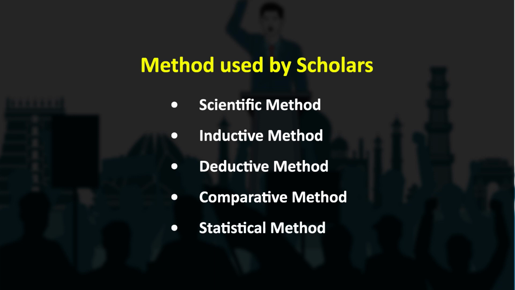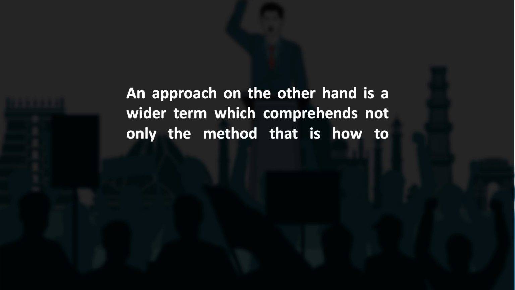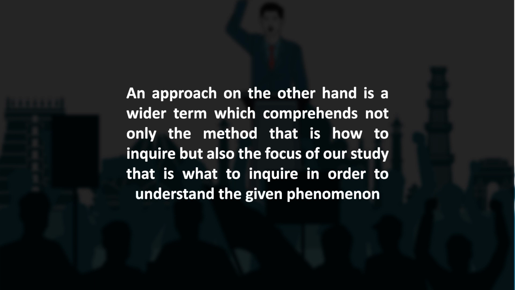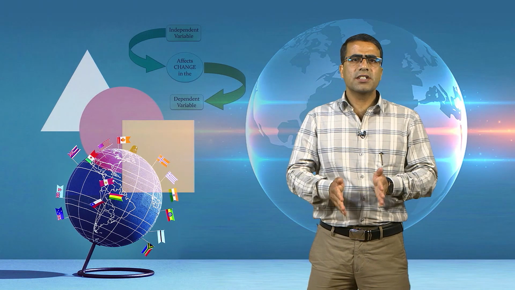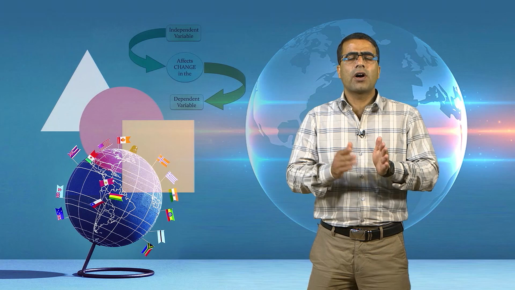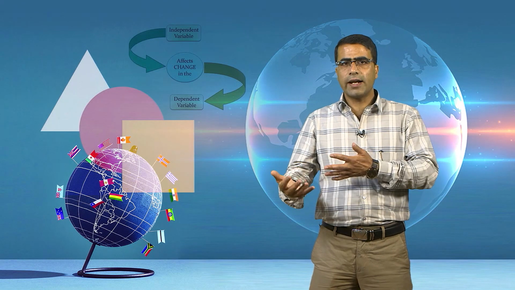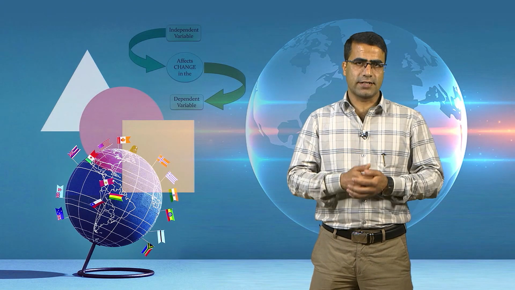An approach, on the other hand, is a wider term which comprehends not only the method, that is how to inquire, but also the focus of our study, that is what to inquire in order to understand the given phenomenon. To put it briefly, approaches consist of criteria for selecting problem and relevant data, whereas methods are procedures for getting and utilizing data.